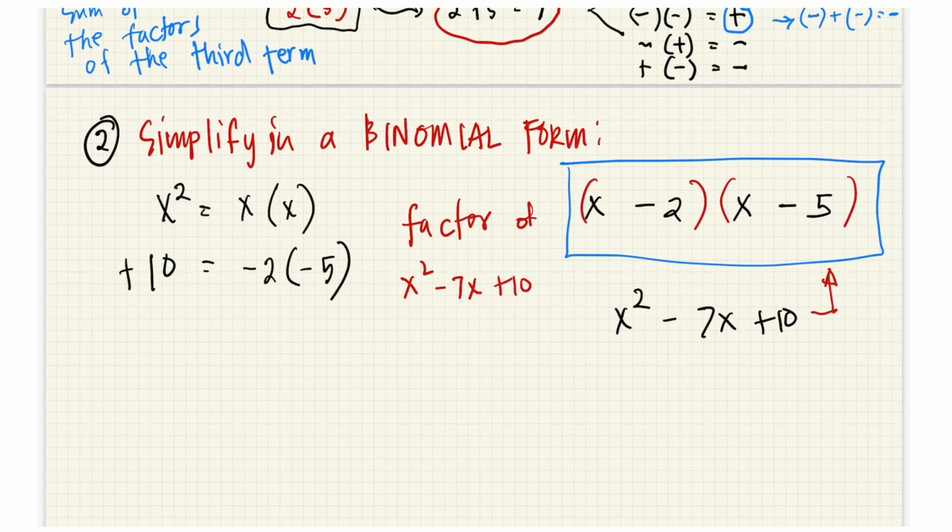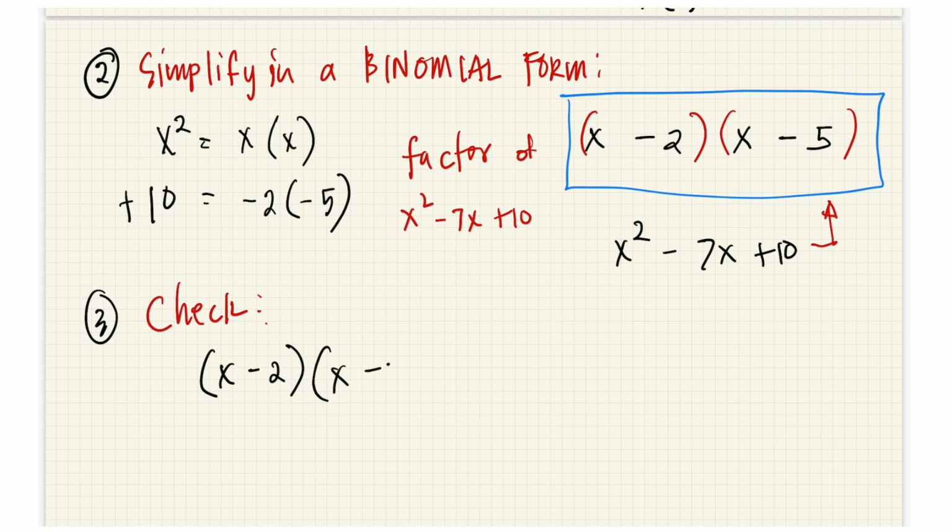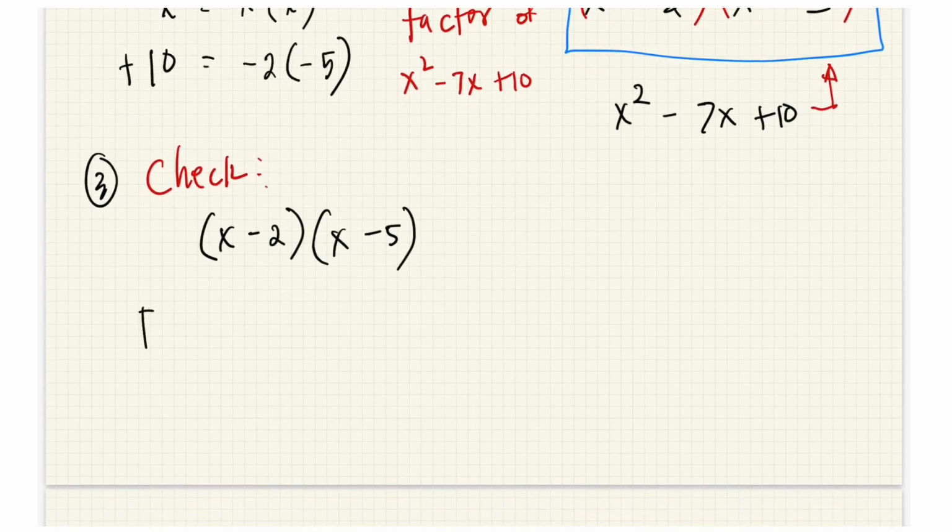Okay, now how are we going to know if this one is correct? We check it. Now the third step is check. Check your work. So we're going to write here x minus 2, x minus 5. How do we check? We use FOIL.